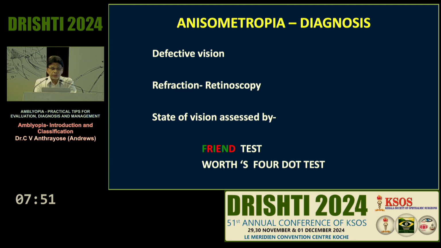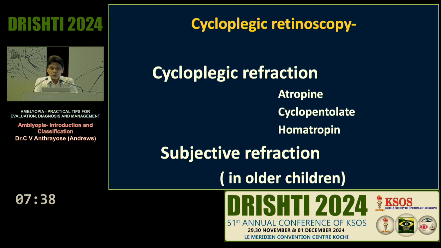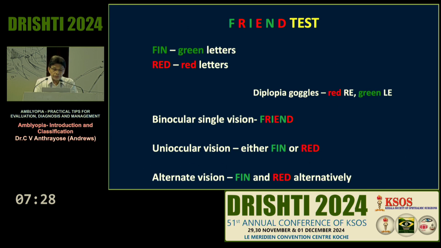To make a diagnosis, the most important thing, as I told you, is defective vision. Then refractive error should be detected by retinoscope, and the state of vision assessed by the Worth four-dot test. Cycloplegic retinoscopy is mandatory. It depends upon the age; you use atropine, cyclopentolate, or homatropine. In older children, you can do subjective refraction also.